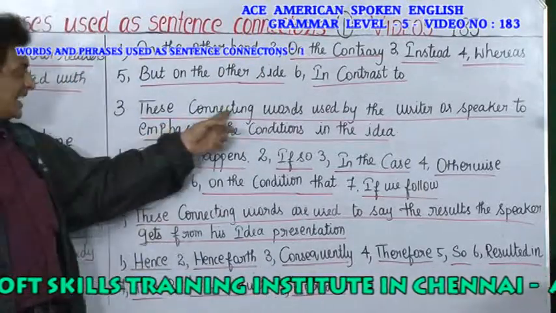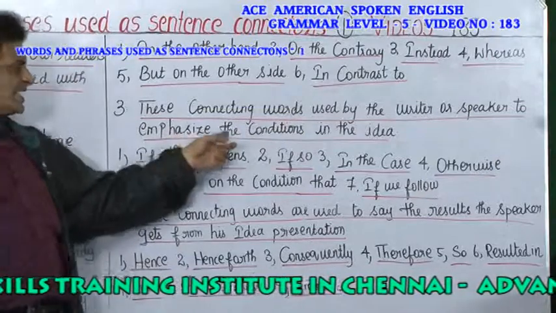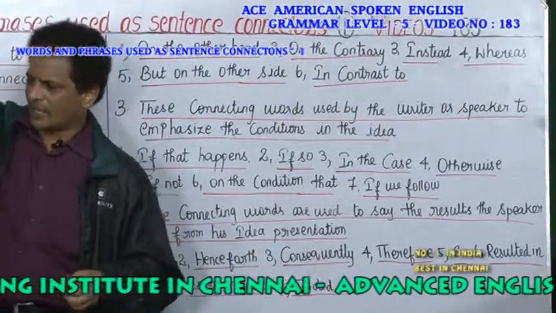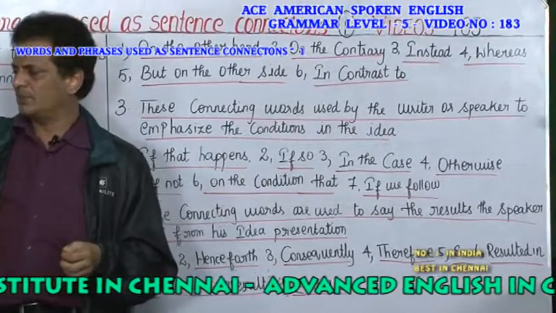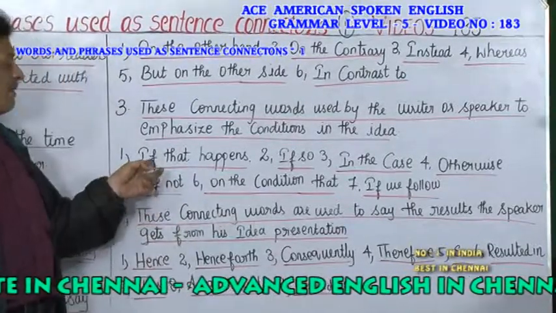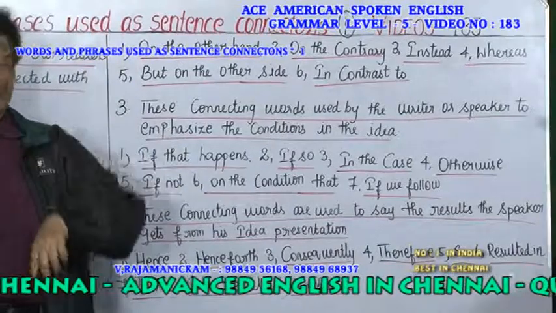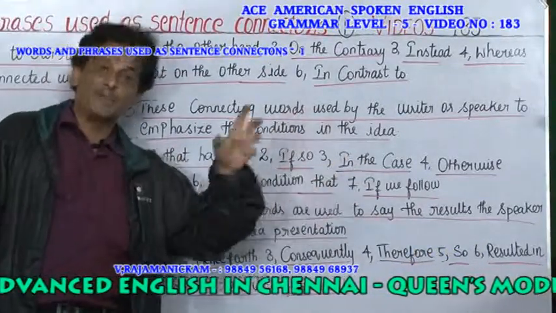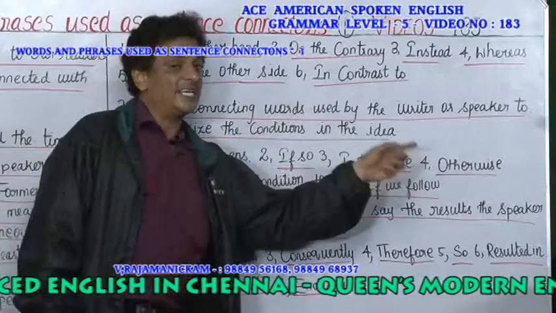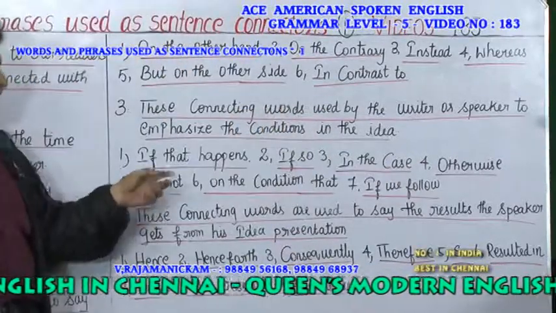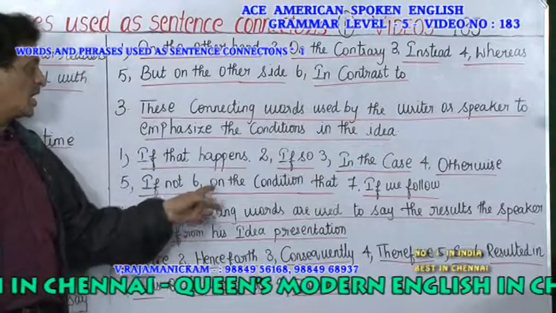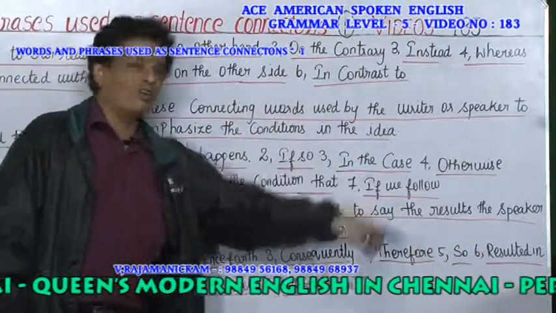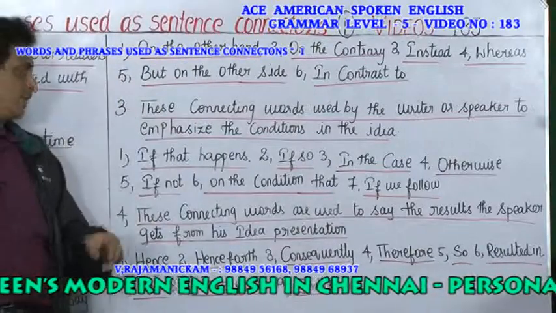Next, these connecting words are used by the writer or speaker to emphasize the conditions in the idea. நிபந்தனைகளை பற்றி சொல்லும் பொழுது, கண்டிஷன்ஸ், இந்த வார்த்தை யூஸ் பண்றீங்க. என்னென்ன வார்த்தைகள்? If that happens, அப்படி ஒன்று நடந்தால், if so, அப்படி ஆனால், in this case, அப்படி ஒன்று இருந்தால், otherwise, இல்லாவிட்டால், if not, அப்படி இல்லை என்றால், on the condition that, அந்த நிபந்தனையின் பேரிலே, if we follow, இந்த சட்ட திட்டங்களை பின்பற்றினால்.